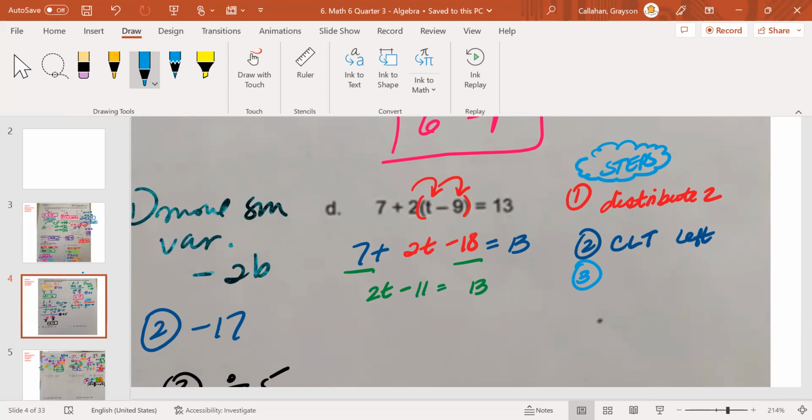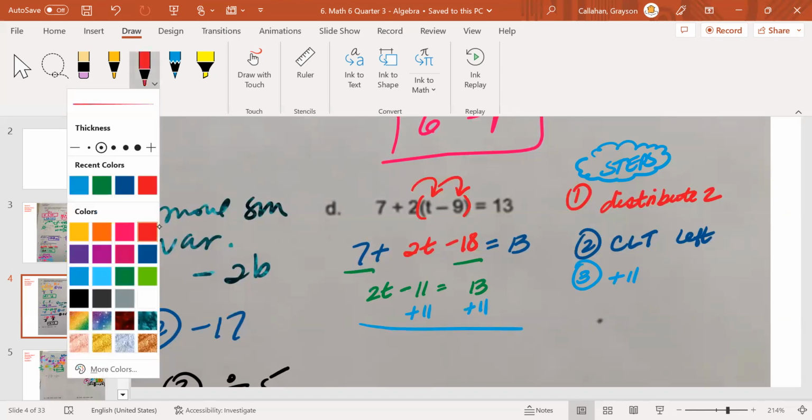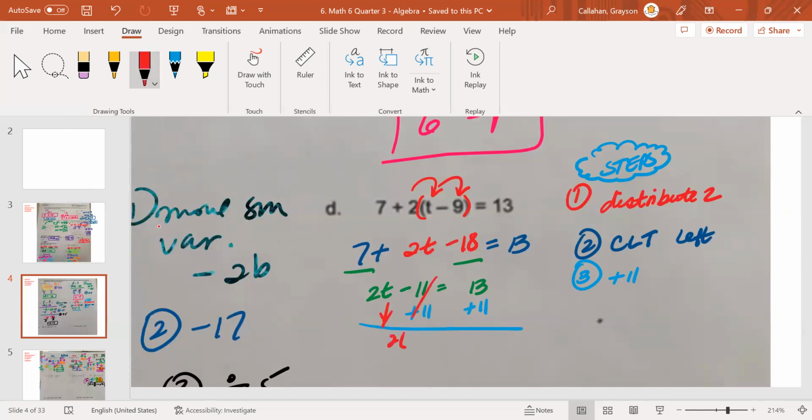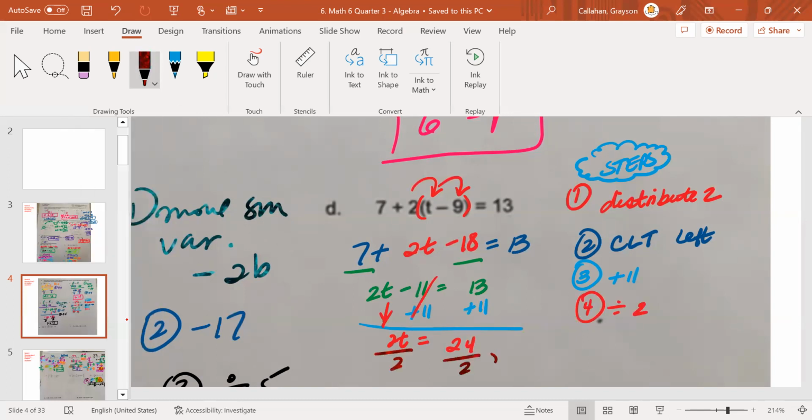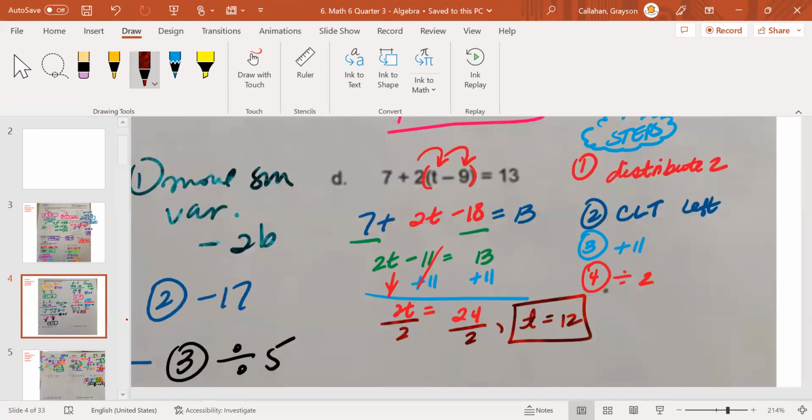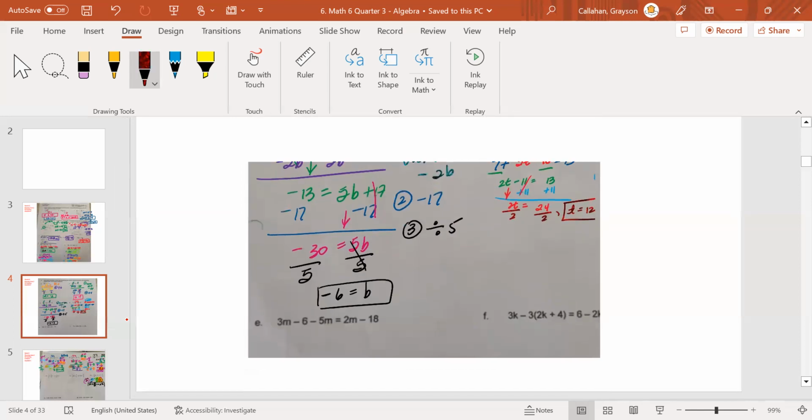Yep, opposite of negative 11 is? So add the 11 on both sides. Cross it out, bring down the 2t equals what? Okay, last step. Okay, which is what? T equals? Good, that's it. Okay, good. That's how you would do D. Now we're gonna walk it through with E.